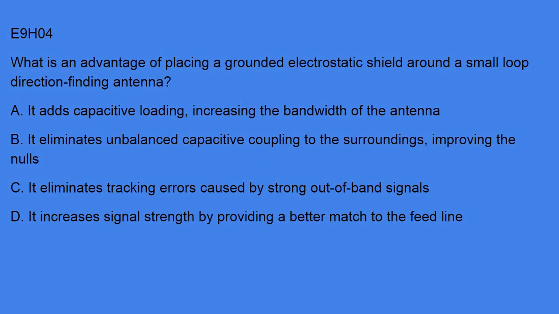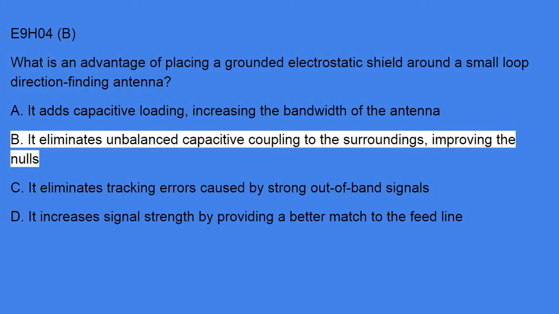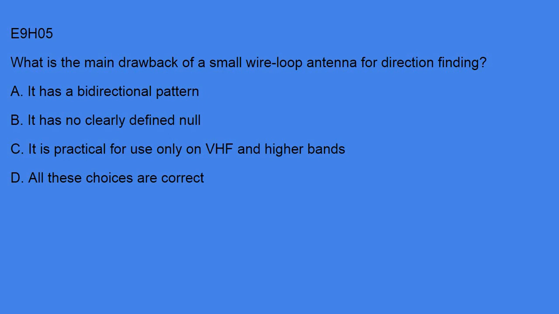E9H04, what is the advantage of placing a grounded electrostatic shield around a small loop direction finding antenna? It eliminates unbalanced capacitive coupling to the surroundings, improving the nulls. E9H05, what is the main drawback of a small wire loop antenna for direction finding? It has a bidirectional pattern.